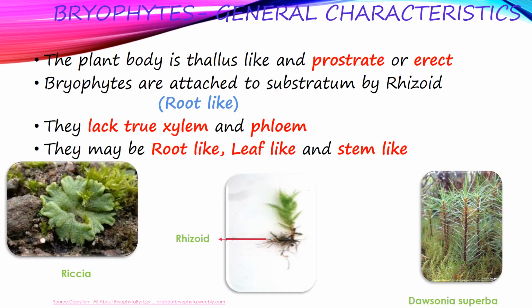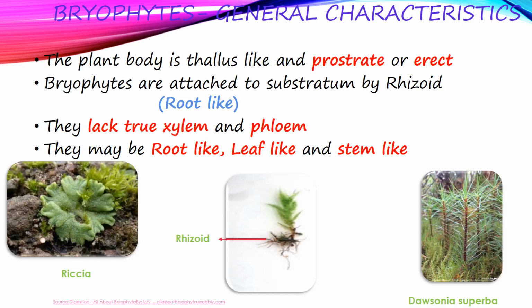The plant body of the bryophyte is thallus-like, but more differentiated than in algae. The thallus-like plant body may be prostrate like Riccia or erect like Dawsonia superba. The plant body is attached to the substratum with the help of root-like structures called rhizoids. Bryophytes do not have true roots, true stems or true leaves. The land plants have true roots, true stems and true leaves.